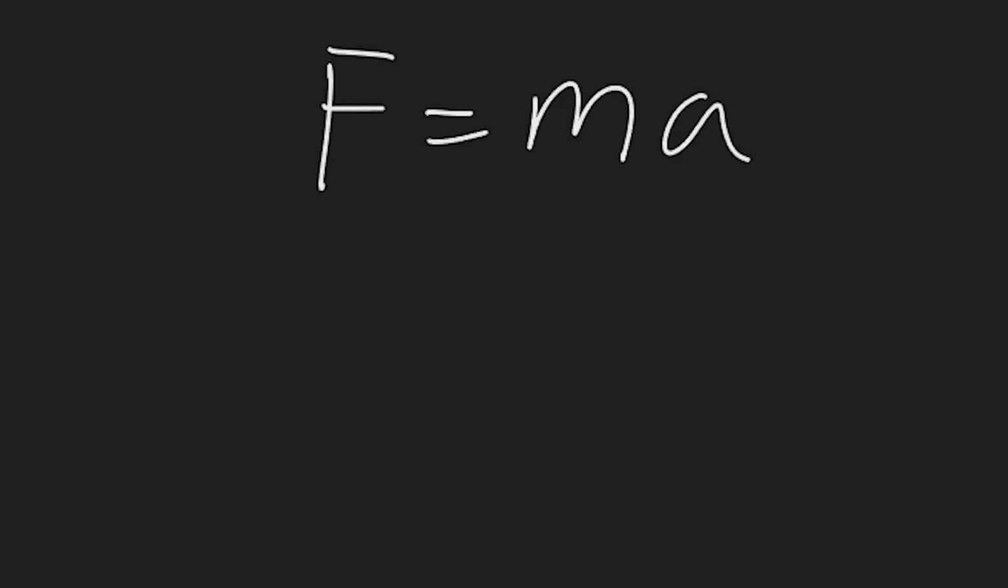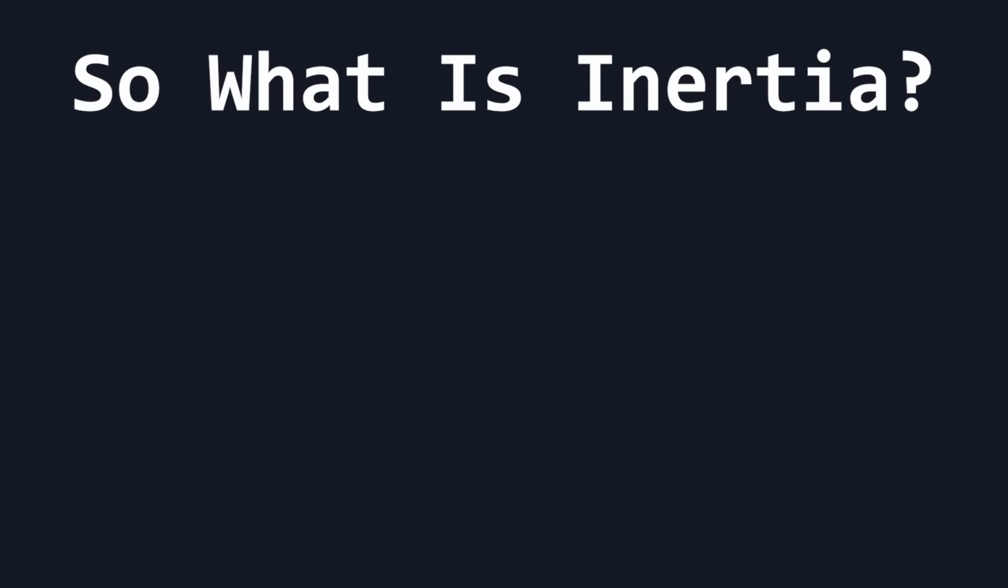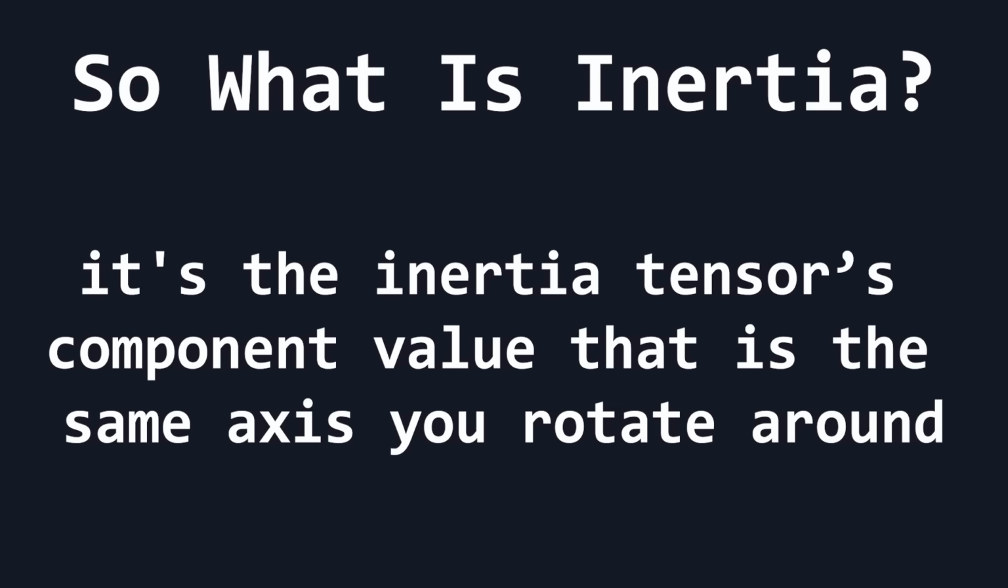Okay, cool. Now it's time for the more confusing part, how torque affects the rotation of an object. So remember F = ma, force equals mass times acceleration from earlier? Well, we're going to use something similar here, where our torque is going to equal the angular acceleration times inertia. So what is inertia? Well, it's the inertia tensor's component value for the same axis you're rotating around.